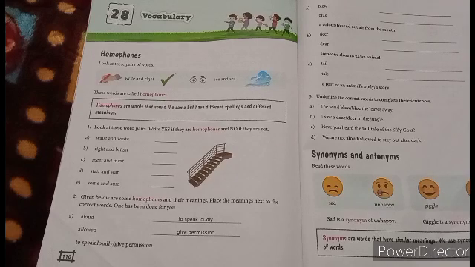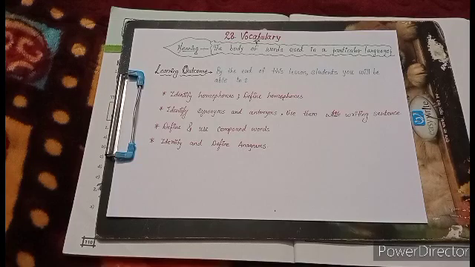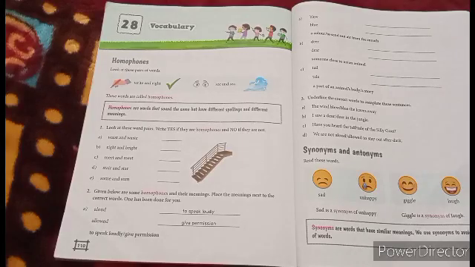And the learning outcome of this lesson is, by the end of this lesson, little learners, you will be able to identify homophones, define homophones, identify synonyms and antonyms, use them while writing sentences. Then you will also be able to define and use compound words, and identify and define anagrams. So, are you all ready? Let's get going. Our first topic is homophones.